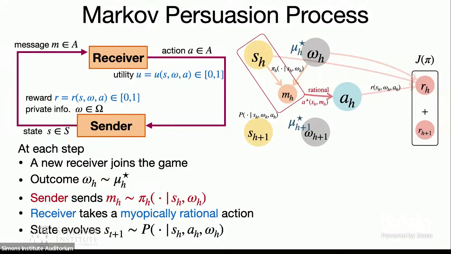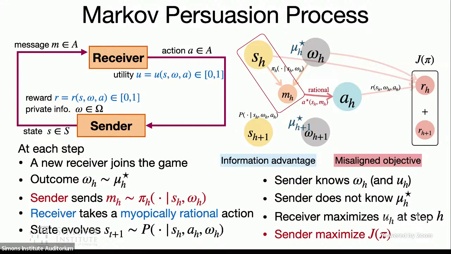Intuitively, this can be viewed as some random process or some seasonal effect which is not affected by the action of the receiver. And by myopic rational action, what I mean is the receiver observes the current state and receives the signal M, then computes a posterior distribution and chooses the action which maximizes the immediate reward, the immediate utility U, which is the same as in the example.